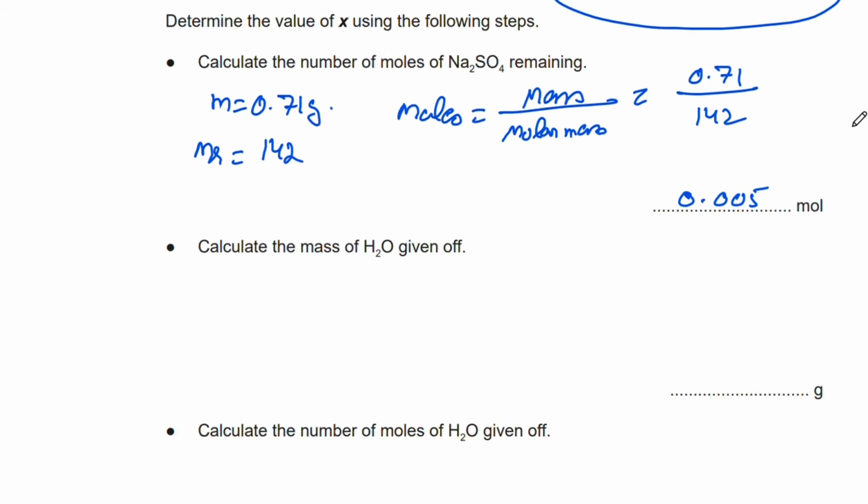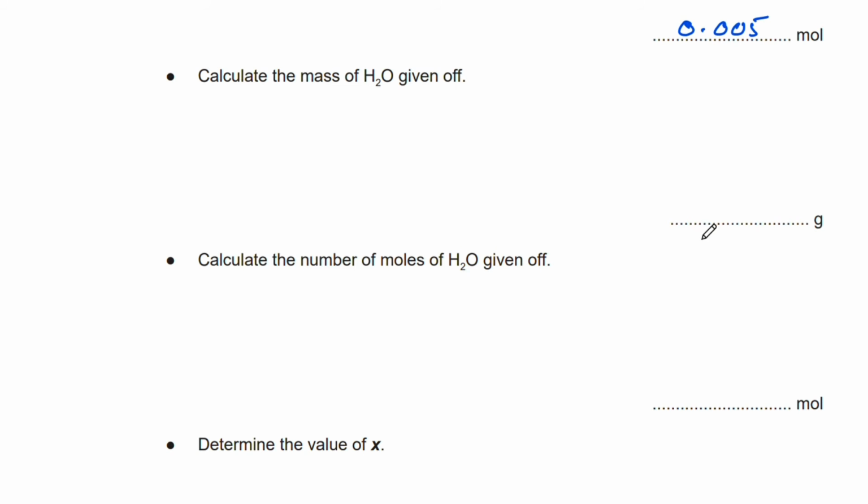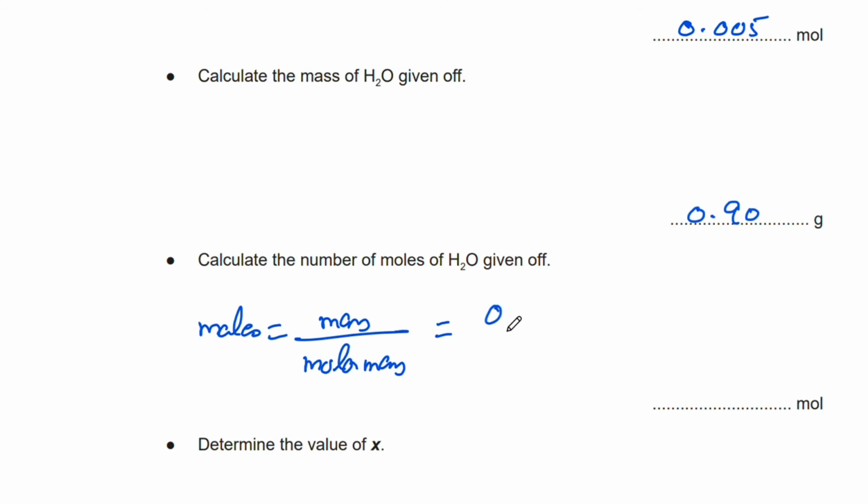So the mass of H2O given off will be 0.90 grams. Calculate the number of moles of H2O given off. Applying the same formula, moles is mass upon molar mass. We know the mass is 0.90 and the molar mass of water is 18. So 0.90 divided by 18, that is 0.05.